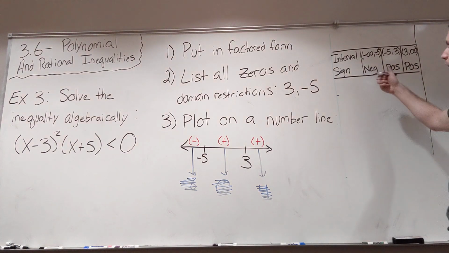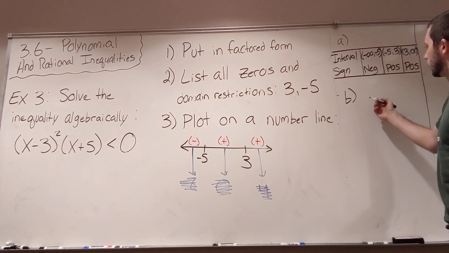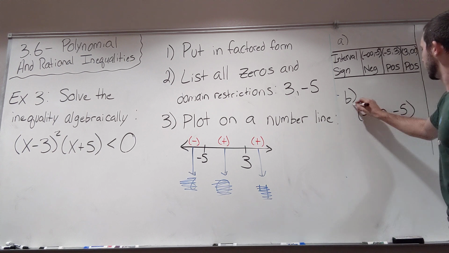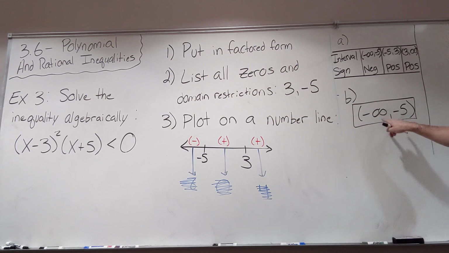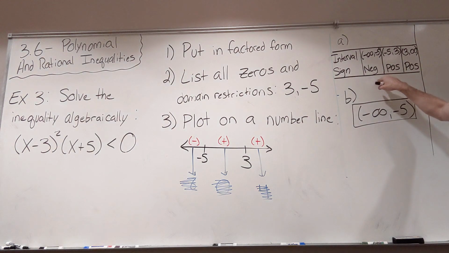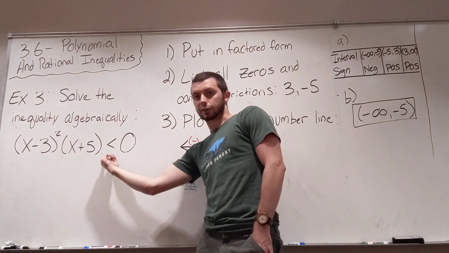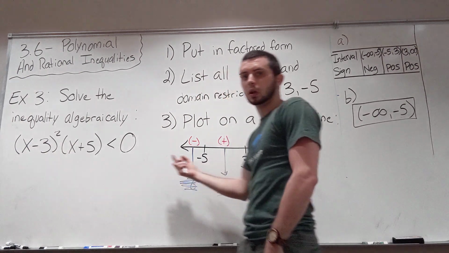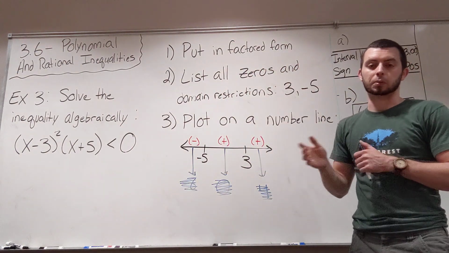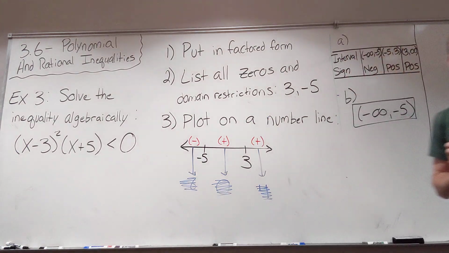So this is, I guess we can call that part A. And then part B, the final answer would be negative infinity, comma, negative 5. Because this is the only interval that corresponds to a negative output for that interval. And we want negative because this is less than 0. If it were greater than 0, we would have picked the positive columns. And we'll see this more as we go through these problems for the remainder of the homework section. But this would conclude this problem.